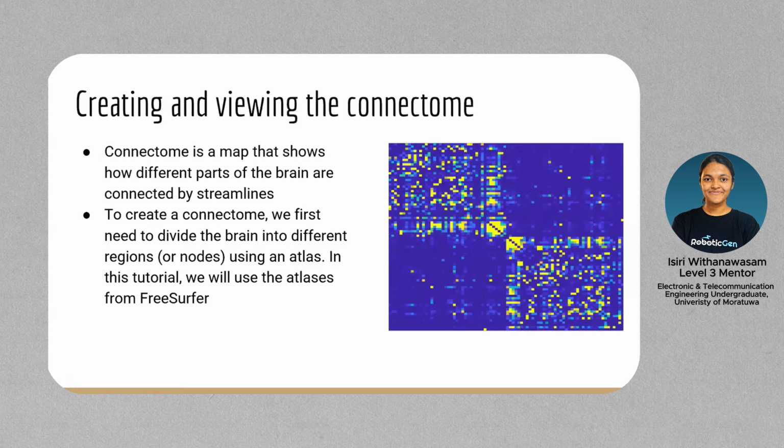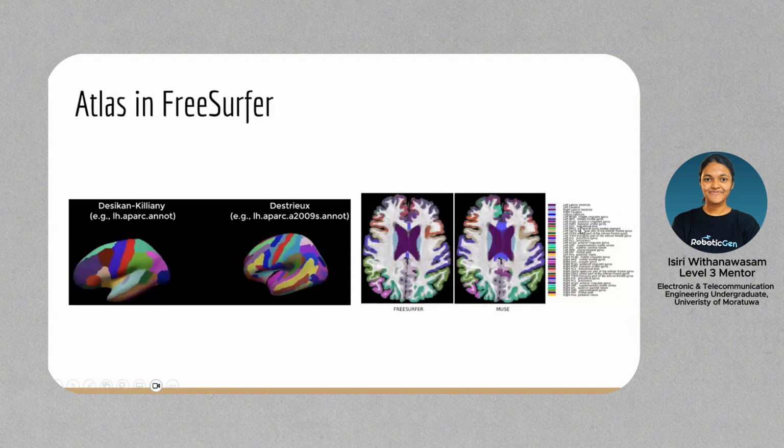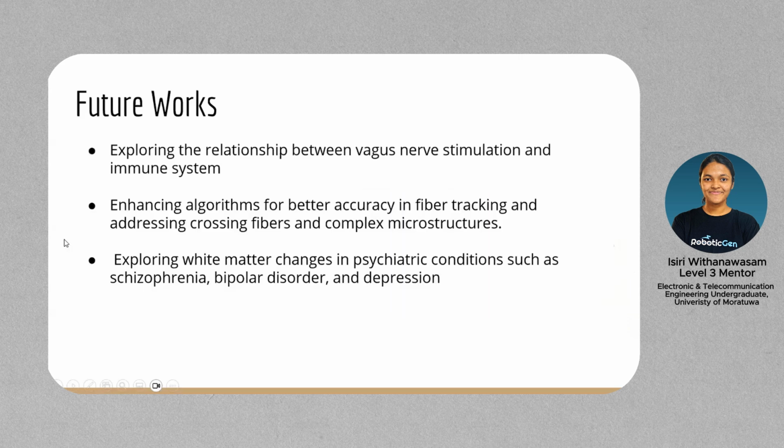So after creating a connectome, actually this is a correlation matrix. You can see that there are 2 distinct boxes. Those 2 distinct boxes are for the left and right hemispheres. And these bright yellow spots are the regions that are connected together. We have this X and Y axis, and each of these boxes has a number. So there's a lookup table.